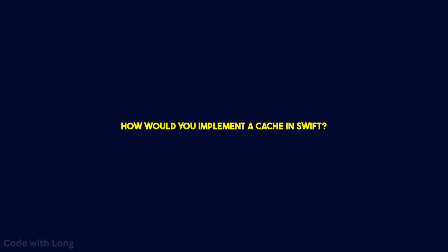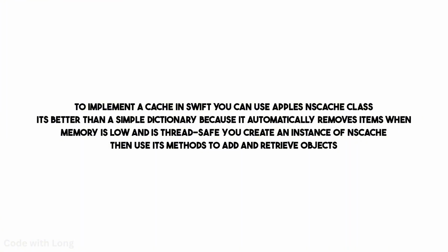How would you implement a cache in Swift? To implement a cache in Swift, you can use Apple's NSCache class. It's better than a simple dictionary, because it automatically removes items when memory is low and is thread safe. You create an instance of NSCache, then use its methods to add and retrieve objects.